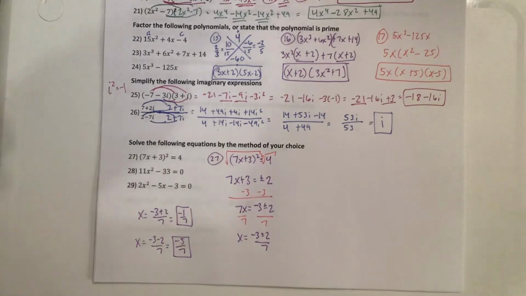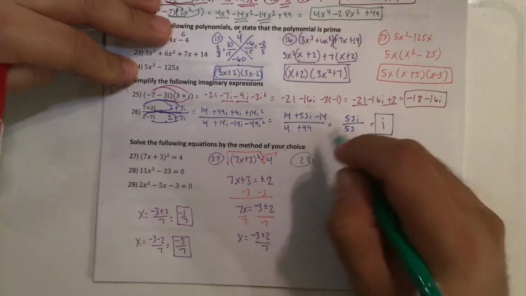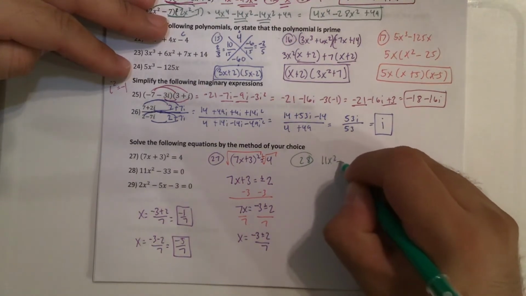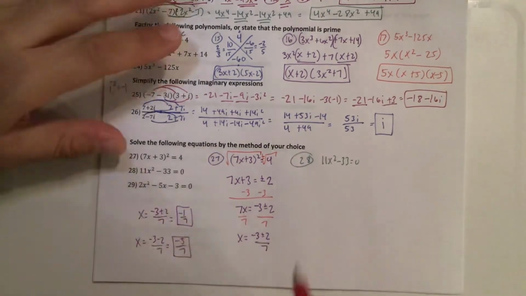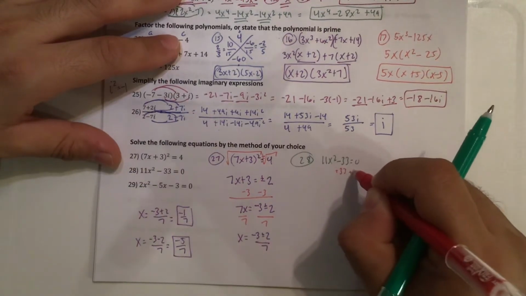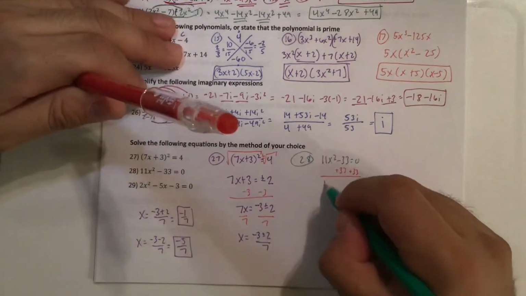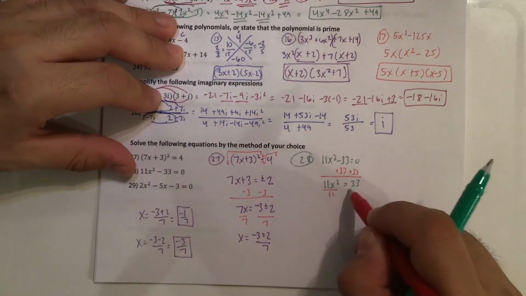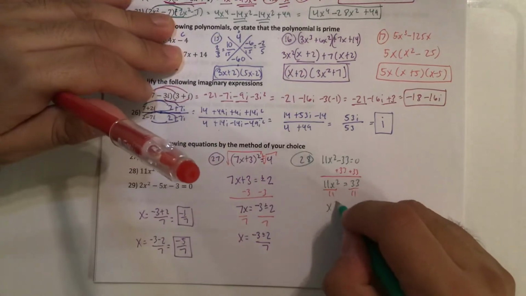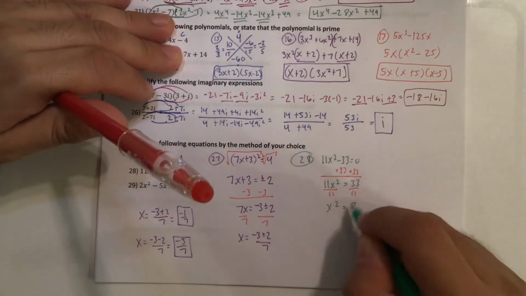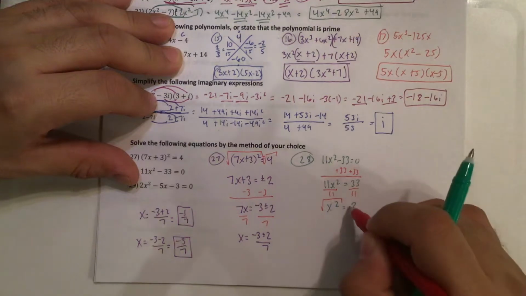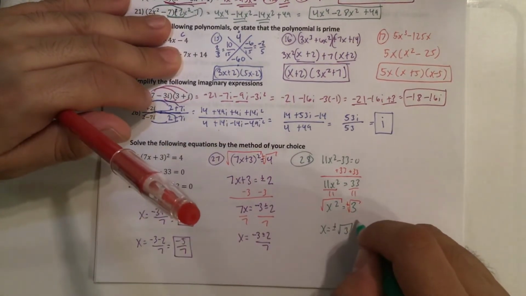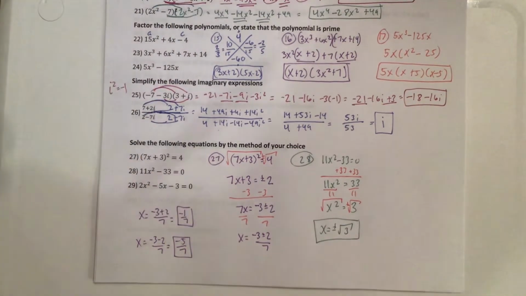All right, let's take a look at number 28. So for question 28, again, I'm going to solve by square root. So 11x squared minus 33 is equal to 0. First thing I'm going to do is add the 33 to the other side. So 11x squared equals 33. We can divide by 11 to isolate the x squared. x squared equals 33 divided by 11, which is 3. To get rid of the square, we take the square root. Don't forget to put plus minus. And x equals plus or minus the square root of 3. Because x is isolated, that is my final answer.